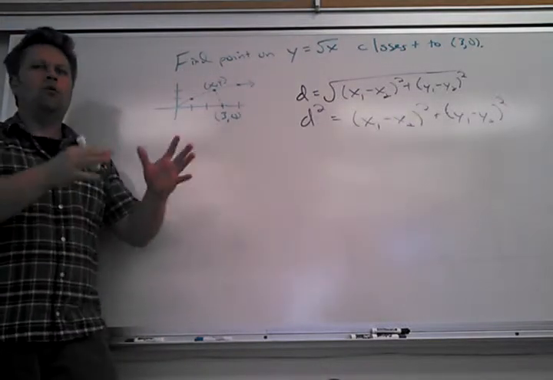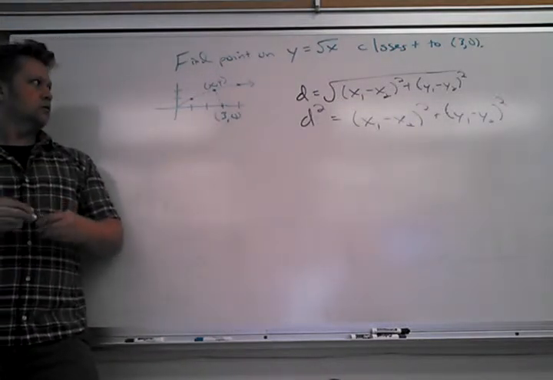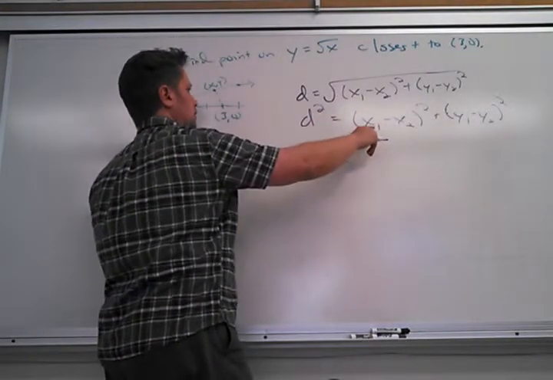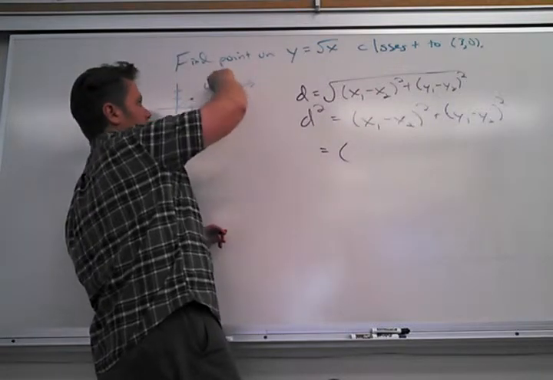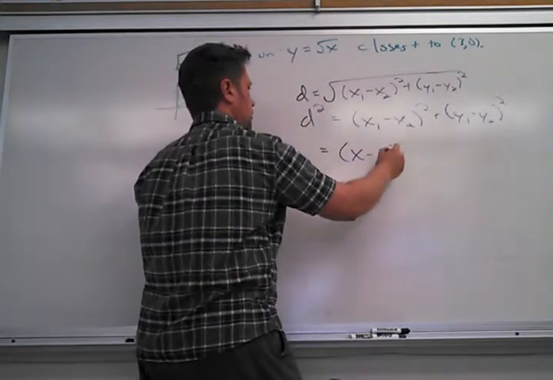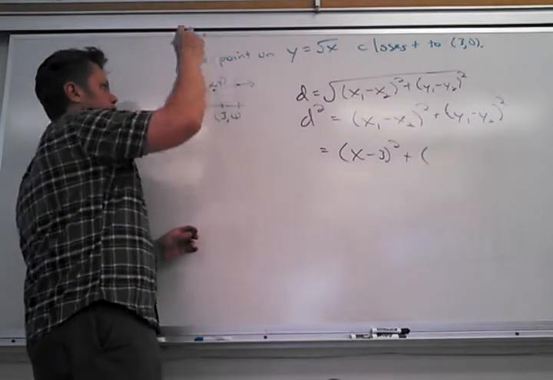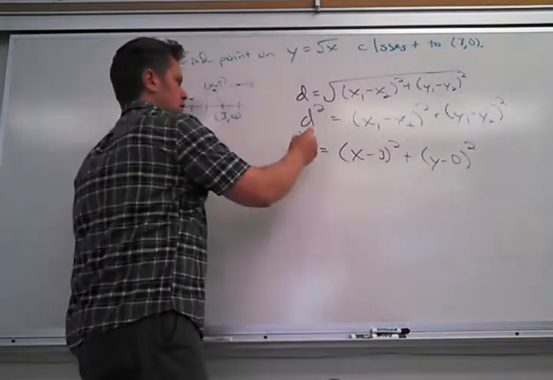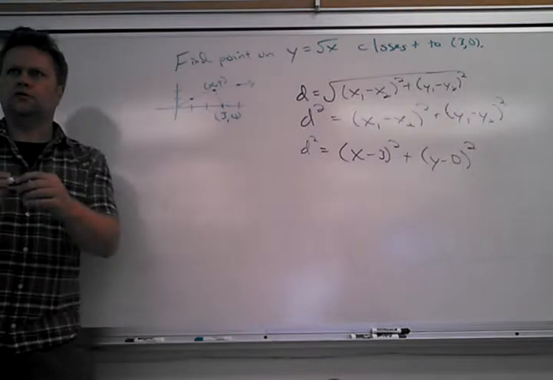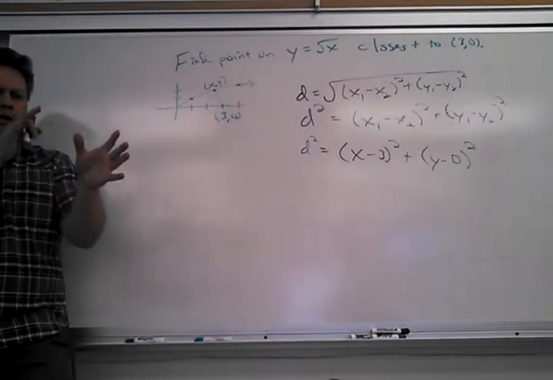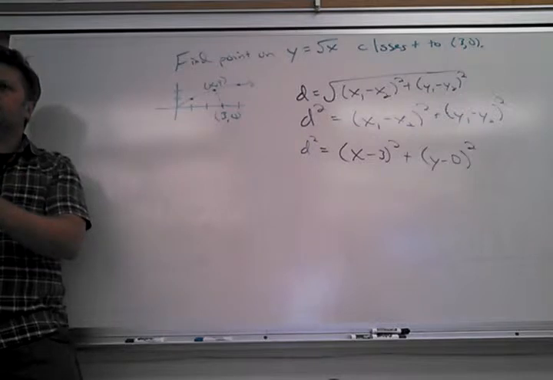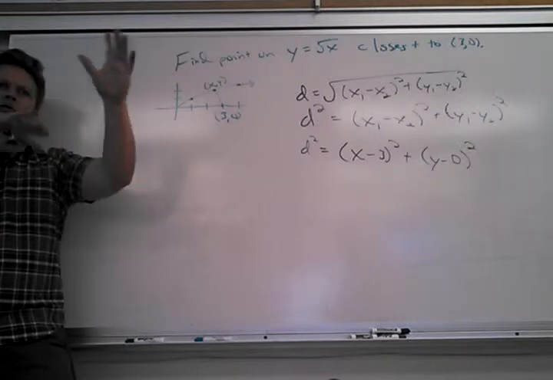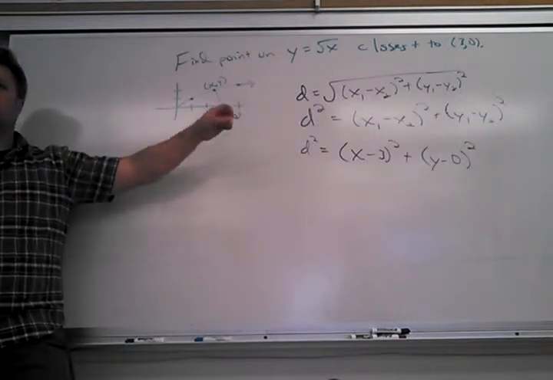So what are my points that I'm plugging in here? x minus 3. So it'll be (x minus 3) squared plus (y minus 0) squared, and that's my d squared function. How are we doing so far? Almost every problem in there that says find the point on this curve that's closest to here, you can set up this distance formula and just attack it.